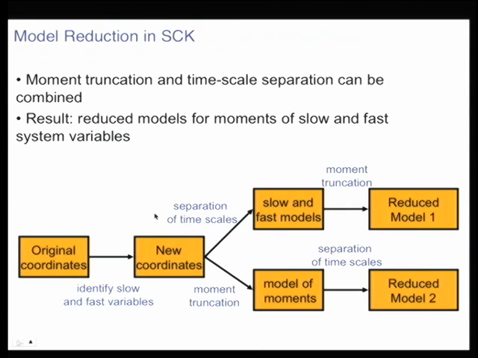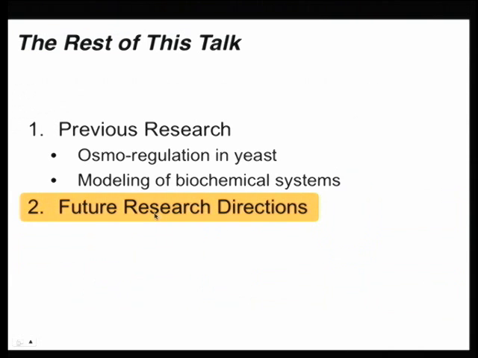And again, you can combine this slow and fast decomposition and moment truncation to obtain two different models, but the two operations are not commutative, and it's still unclear what's the best order to take when using both of them.